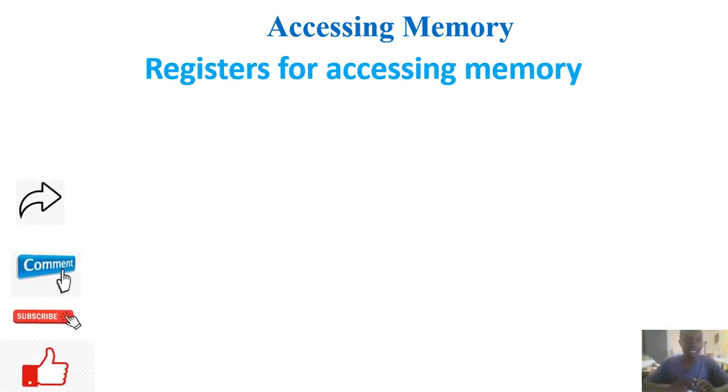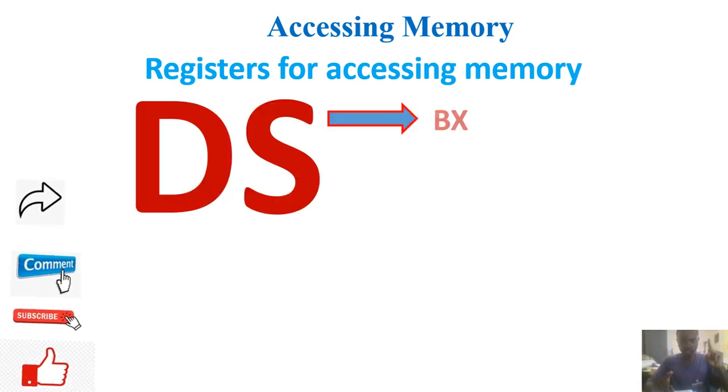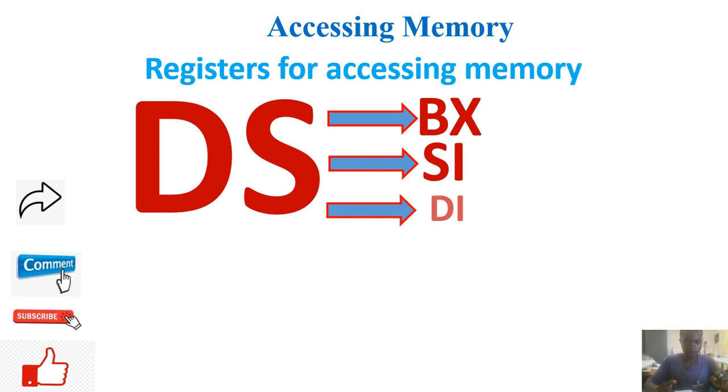But if you want to access the memory, or if you want to calculate the physical address, DS, that is the data segment, is used with these three registers, right?